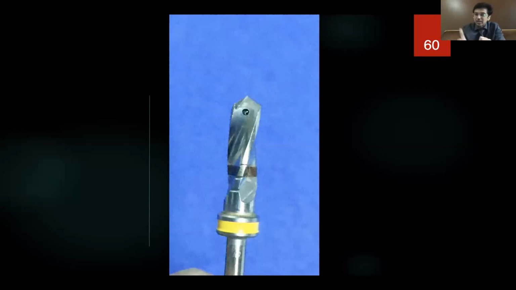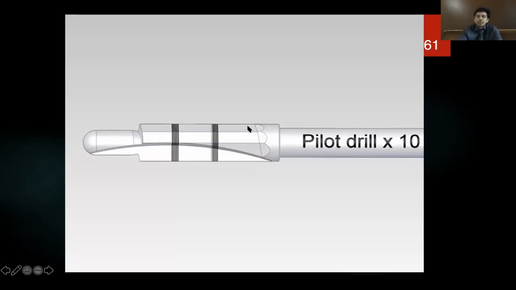So, majority of the drills are not having internal irrigation, meaning they're not hollow from inside. Again, you must have heard of the term pilot drill in your textbooks. Majority of the textbooks used to say start with the pilot drill. A pilot drill used to be a drill in which 2 millimeter in the beginning used to be non-cutting and the remaining part of the drill used to be of the cutting type.